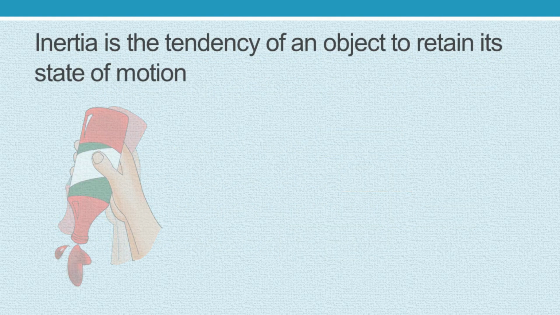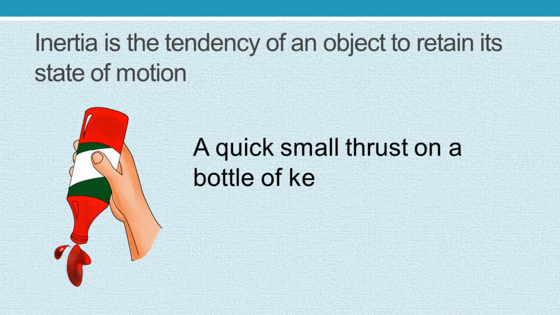For example, to dislodge ketchup, you need to move the bottle with quick, small thrusts so that the ketchup's inertia will change from at rest to in motion.